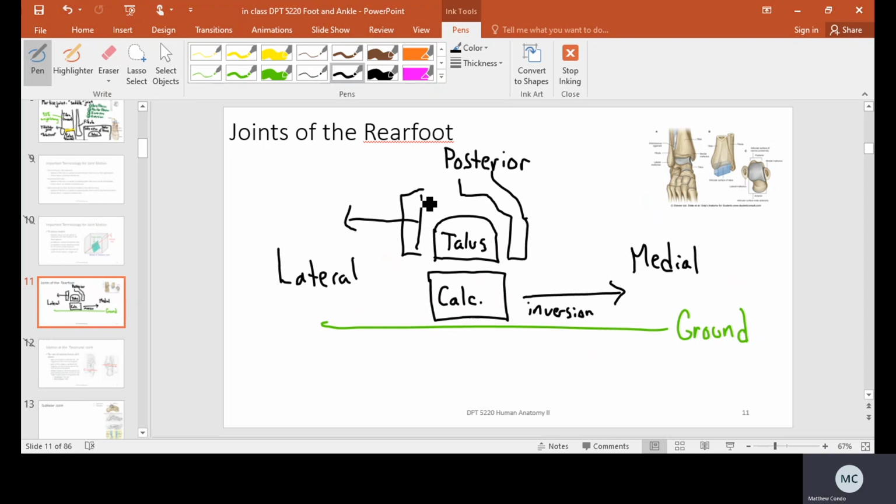And there's actually going to be a test that you guys are going to learn next year in MSK called the talar tilt test. And that's exactly what the talar tilt test does. You're going to take that talus and you're going to tilt it back and forth to measure how stable that talus actually is in that system. But again, you have to understand how the mechanics work in order to understand how the test is going to work.